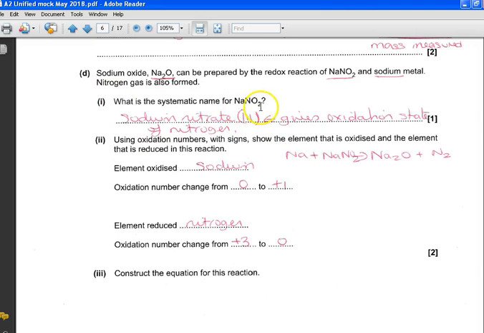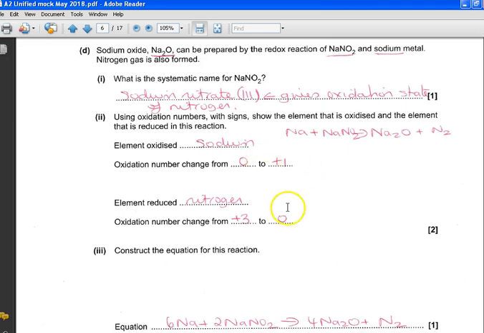The systematic name for NaNO2 is going to be sodium nitrate(III), because it gives the oxidation state of nitrogen. That's what that Roman numeral 3 is telling us, that nitrogen in this case has an oxidation state of +3. If you wrote sodium nitrite, you were given the mark. But technically, the proper name is sodium nitrate(III).